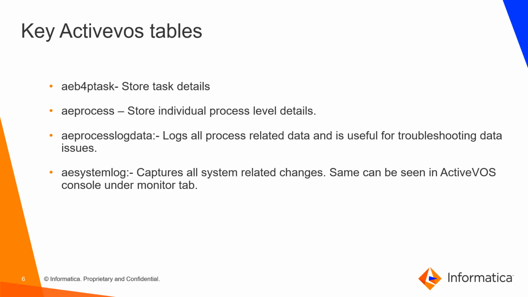There are particular tables in ActiveVOS which are helpful to understand the issues, and these are the most commonly used tables. The first table is AE_BPEL_TASK, where you'll get all the task details from the database. AE_PROCESS stores individual process level details. AE_PROCESS_LOG_DATA stores the full data for troubleshooting a particular process. Another table is AE_SYSTEM_LOG, which captures all system related changes. The same can be seen in the ActiveVOS console under the monitor tab.